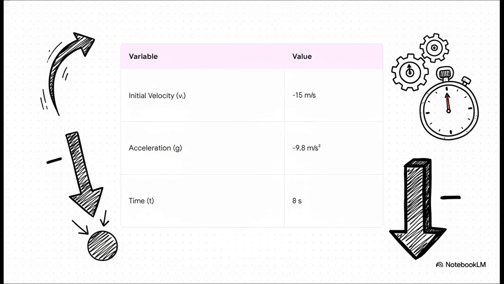Now, you're probably seeing those negative signs and wondering what's up. In physics, signs are everything. They tell us the direction. We've decided that down is the negative direction, which makes sense, right? So that means the initial downward throw is negative, and the downward pull of gravity is also negative.